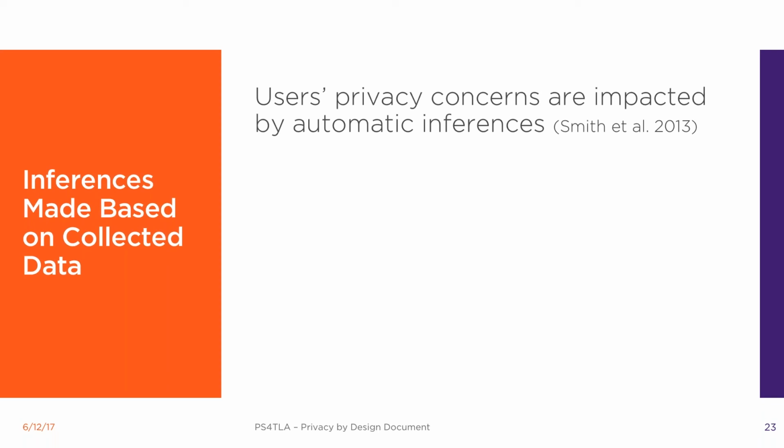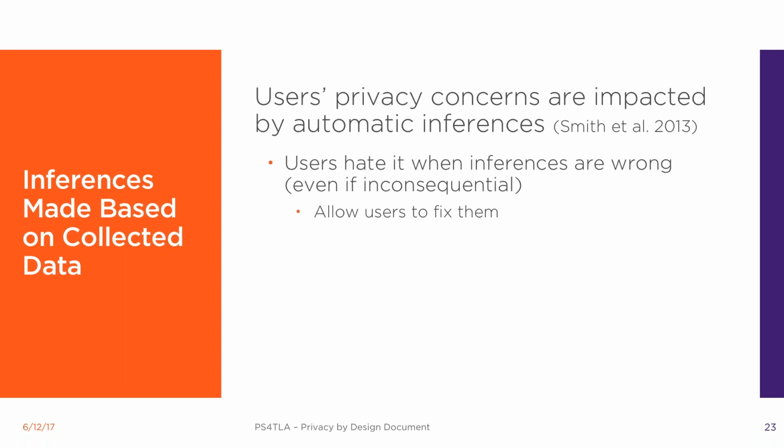And those inferences should be treated with a lot of care, because people tend to hate it when these inferences are incorrect. So even if these are kind of inconsequential, they don't like it when the system assumes things about them that are untrue. So if the system makes a certain inference that could be wrong, it might be better to just ask the user for confirmation rather than to act upon it automatically. So it's better to have these things a little more manual, in a sense.